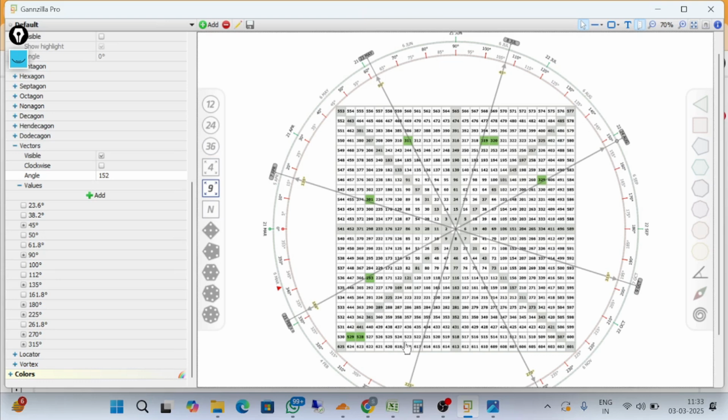293. 283 and 84. And there must be some points. 277, 76. 268, 67. And then again 261, 260. So this will complete one 360 degree circle as support.